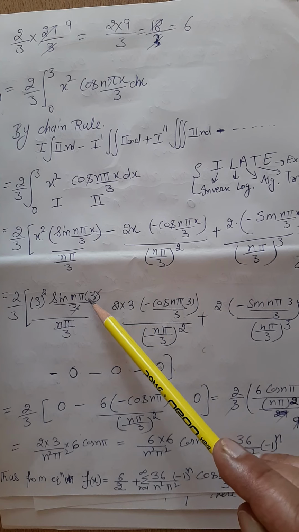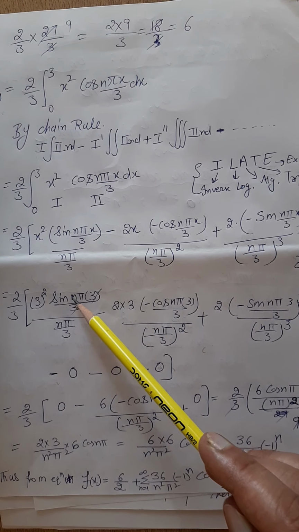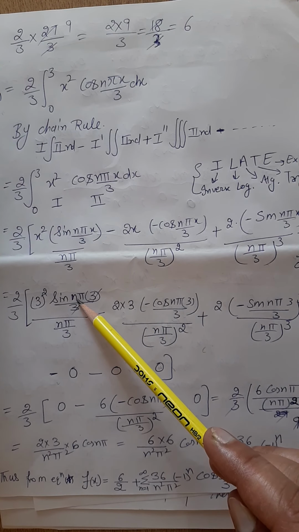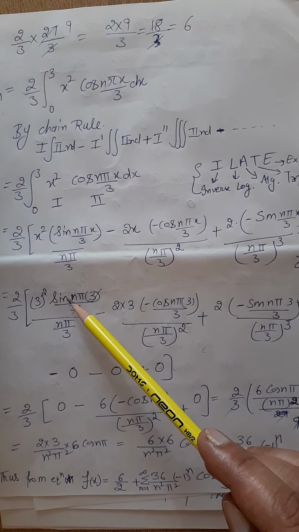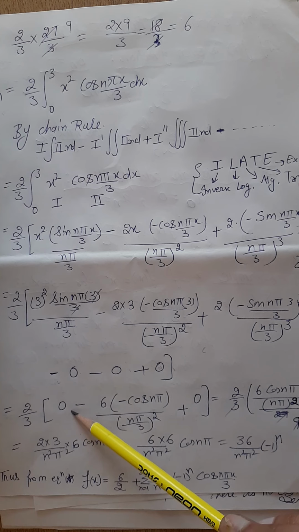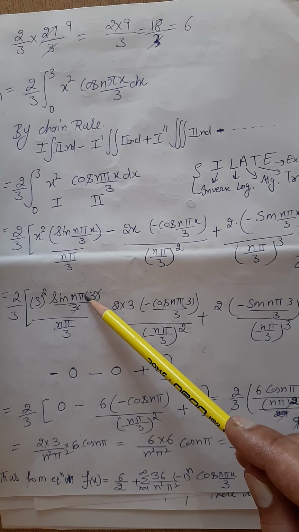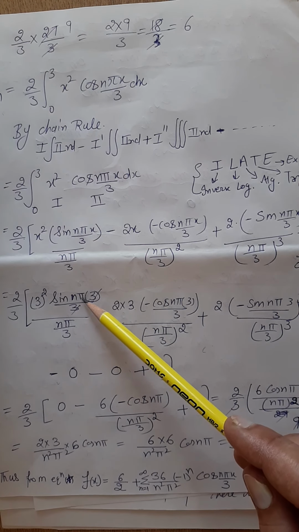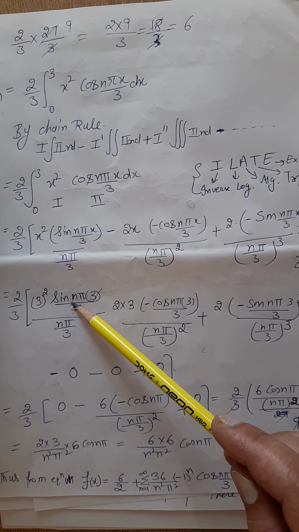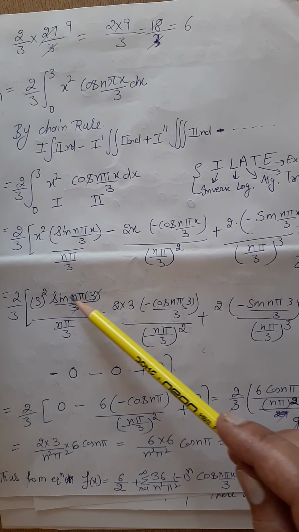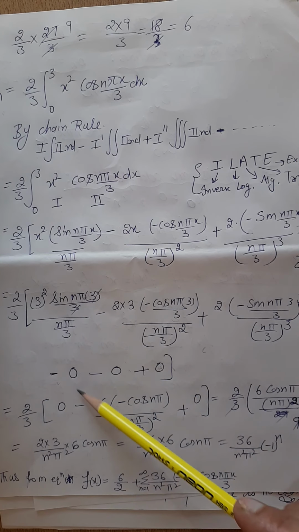Now, in the first part, you get sin(n pi). If n is any natural number, means if n is 1, 2, 3 and so on, then we know that sin(n pi) is 0. The value of sin(n pi) may be sin pi, 2 pi, 3 pi, 4 pi; for any natural number n, the value of sin(n pi) is 0.